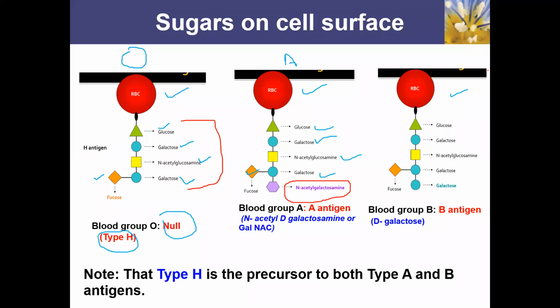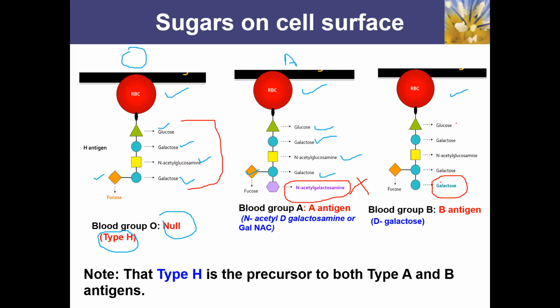And then if I say that this person has blood group B, what does that mean? That means the basic H antigen is there: glucose, galactose, N-acetyl glucosamine, galactose. But additionally, they don't have N-acetyl galactosamine. Instead, they have another moiety, which is called galactose. So the person with blood group B will have galactose.